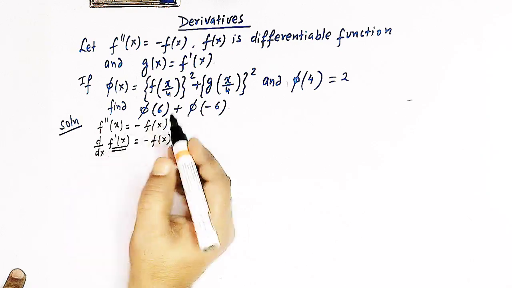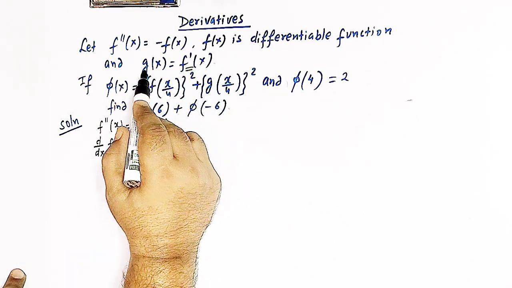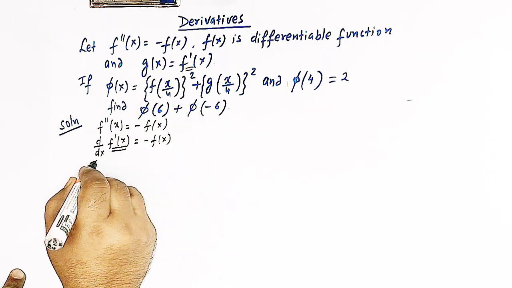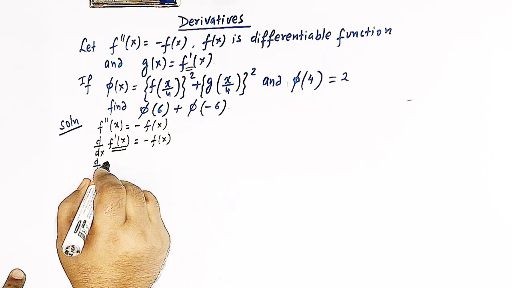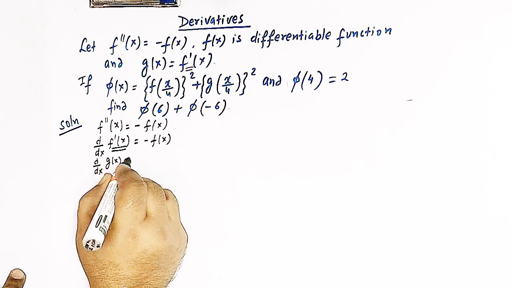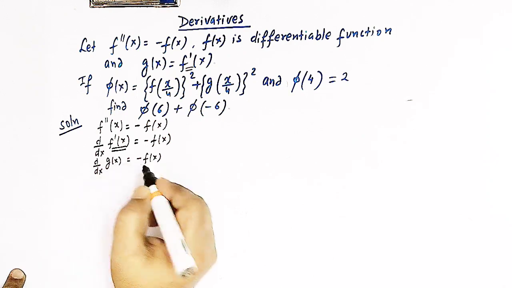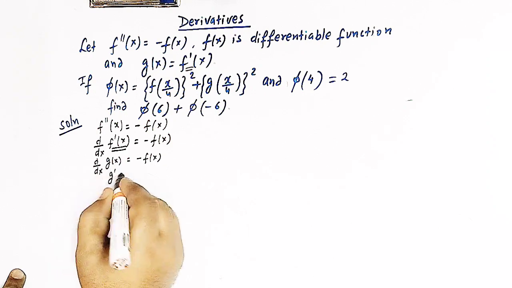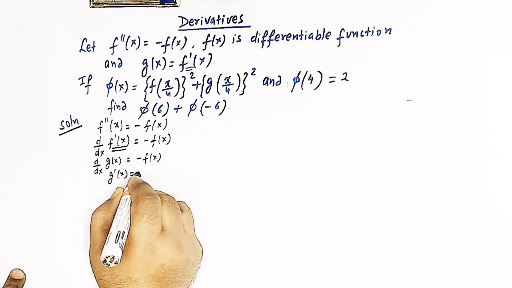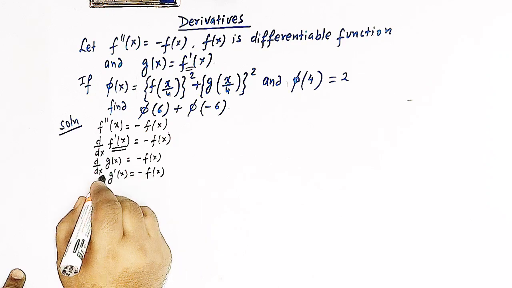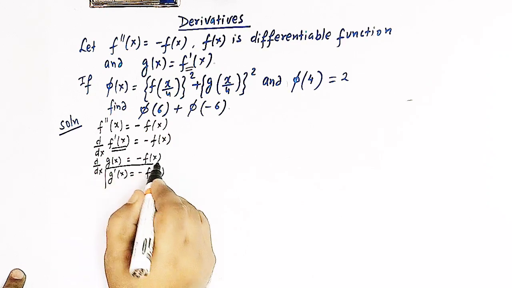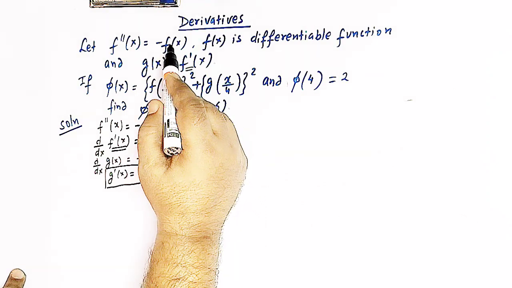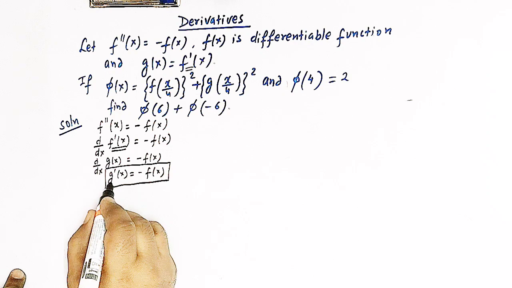Now this f prime of x is equal to g of x. So replacing f prime of x by g of x, we can now write d by dx of g of x, and this is minus f of x. Now d by dx of g of x is equal to g prime of x, that is equal to minus f of x. So this is another important relation which we have obtained using these two conditions, right?